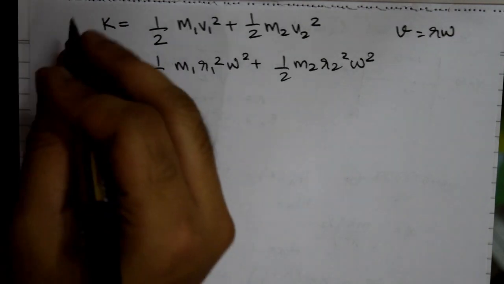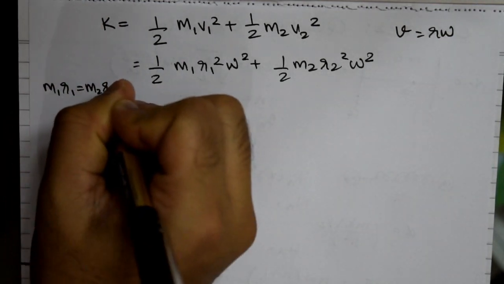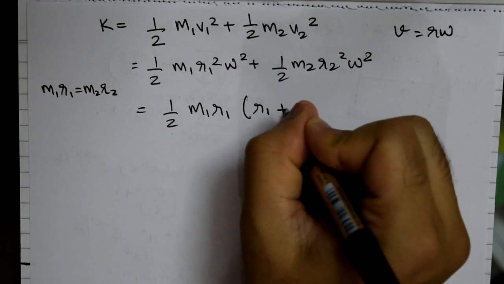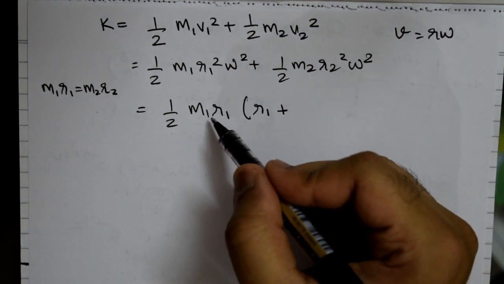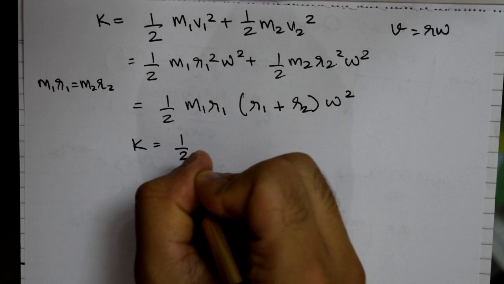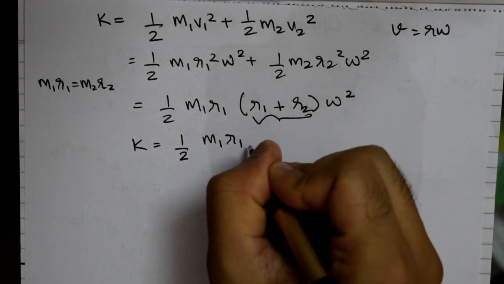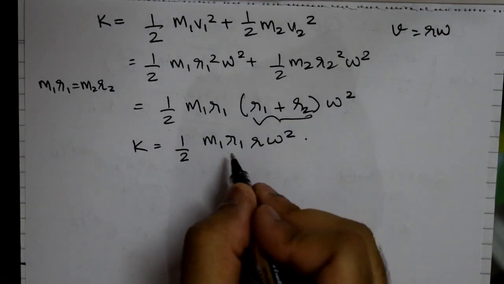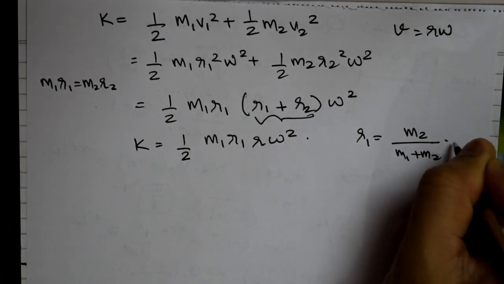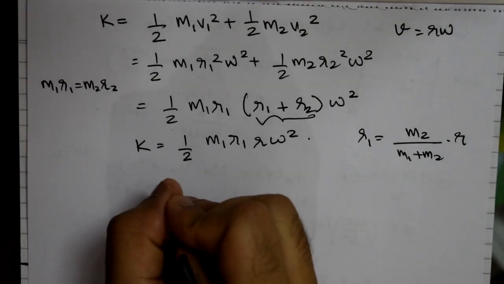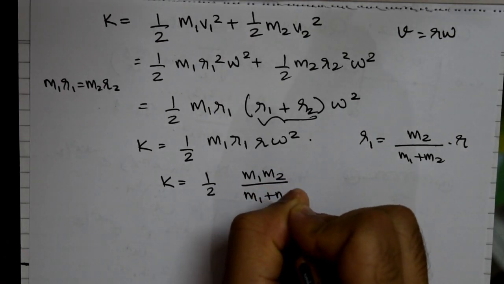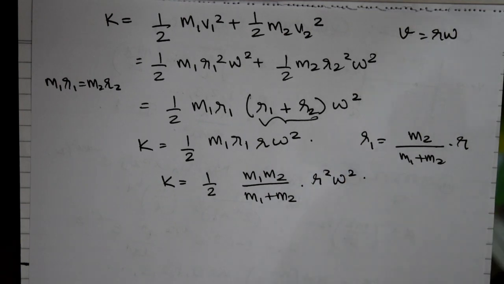And we just learned that the center of mass dictates m1 r1 equal to m2 r2. So that means if I take half m1 r1 out, this will be r1 plus, remember, m2 r2 equal to m1 r1, so m1 r1 is out, you just have r2 inside. You get something like this. So therefore, kinetic energy will be given by half m1 r1, where r1 plus r2 is r, omega square. I think we can write what is r1 in terms of r, which is given by m2 by m1 plus m2 times r, which we just deduced a few moments back. Therefore, K will be equal to half m1 m2 divided by m1 plus m2 times r square omega square.